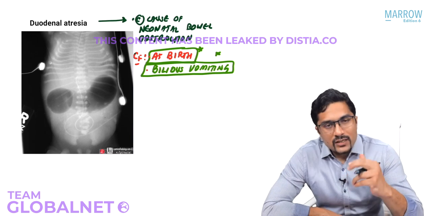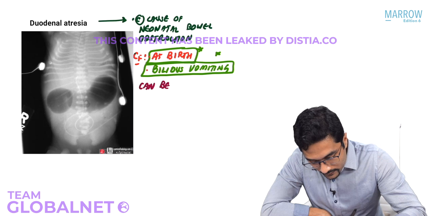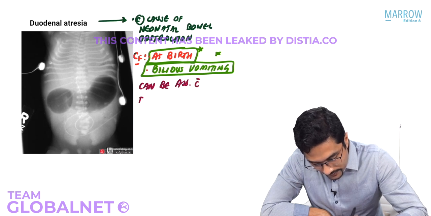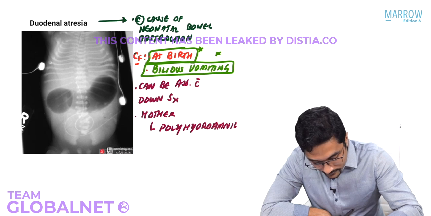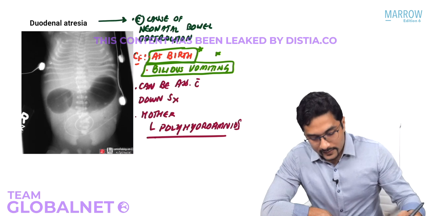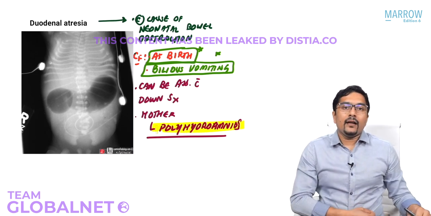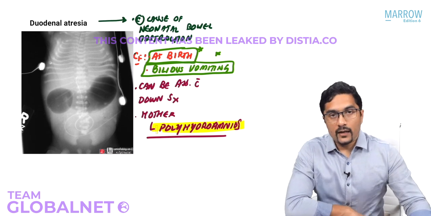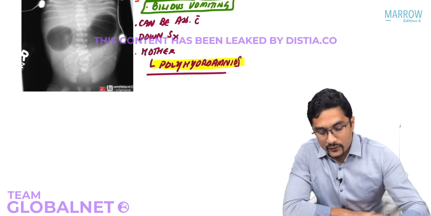Now, duodenal atresia can be associated with Down syndrome, and the mother who's carrying such a child might have polyhydramnios. So it can even be detected in the prenatal scan. Sometimes if the mother has polyhydramnios and you investigate, even in the prenatal scan, you can pick up an atretic bowel. Now, duodenal atresia can be of 3 types.